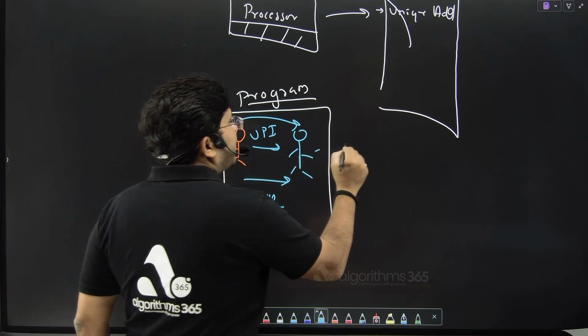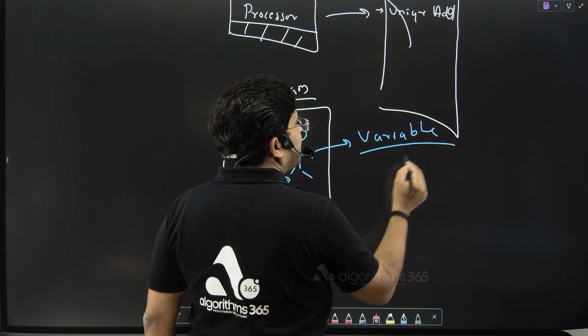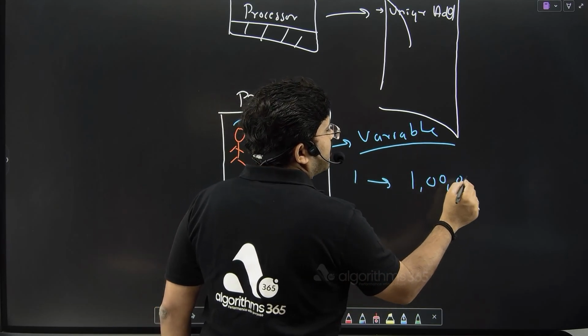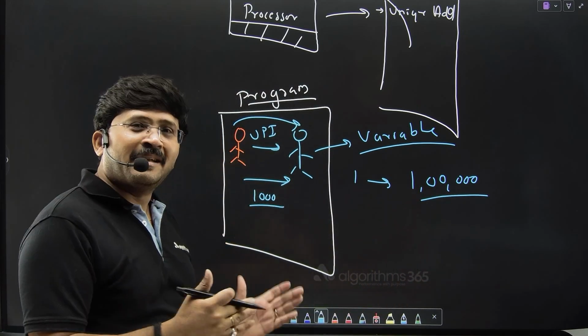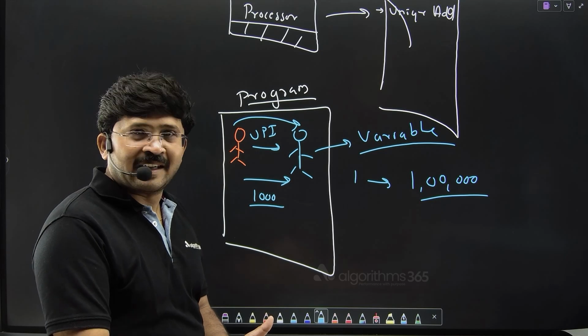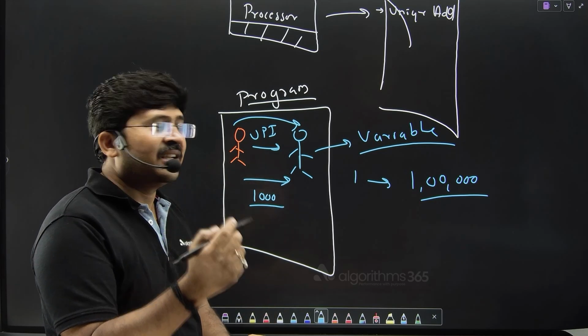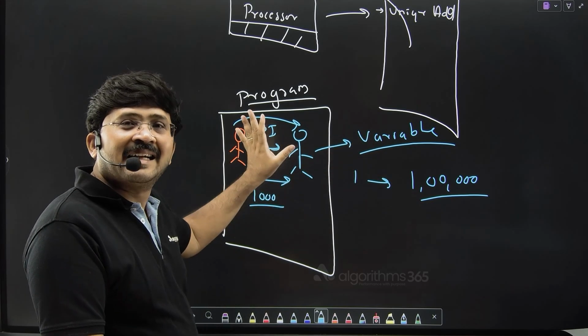Because they use a variable here, you can enter any value from 1 rupee to 1 lakh. Why 1 lakh? Because our RBI has set the upper limit saying that in a single day, the maximum money that you can transfer through UPI is 1 lakh. And the minimum money that you can transfer to anybody is 1 rupee. So they have declared a variable in that app.